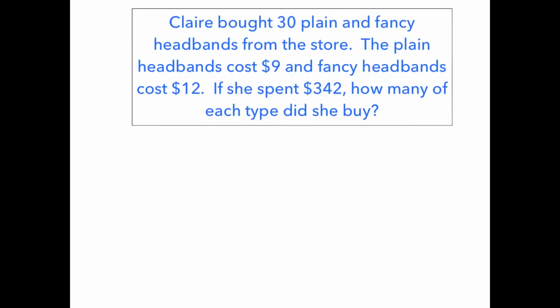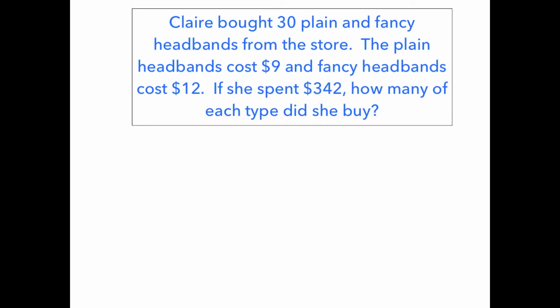So let's translate this word problem into a system of equations together. Claire bought 30 plain and fancy headbands from the store. The plain ones were $9 and the fancy headbands cost $12. So if she spent $342, how many of each type did she buy?